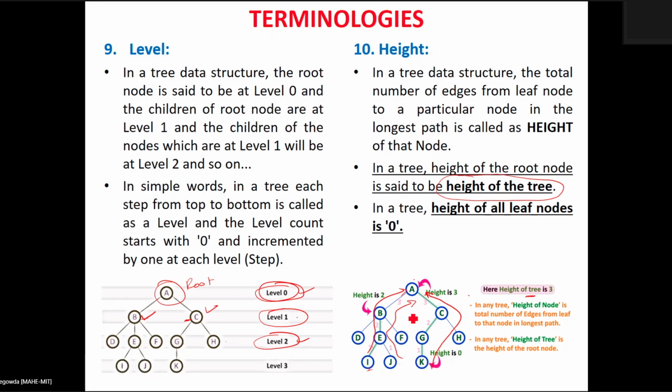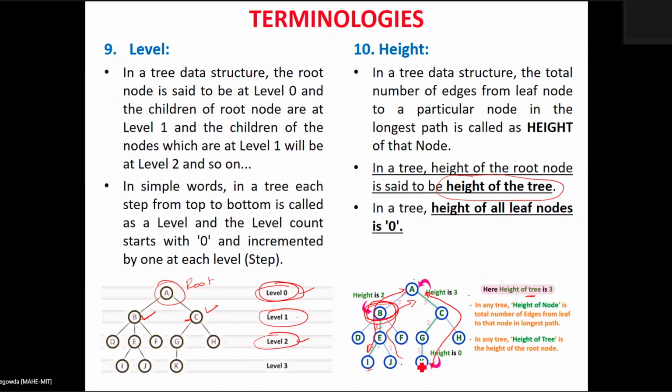Suppose you wanted to find the height of B, which is the longest path from a leaf node to reach the node B here. This is the subtree here, so the leaf nodes are I and J. The I and J are going to have the longest path to B. How many edges do we have here? The edge between I and E and the edge between E and B. That is 2. So the height of B is 2.